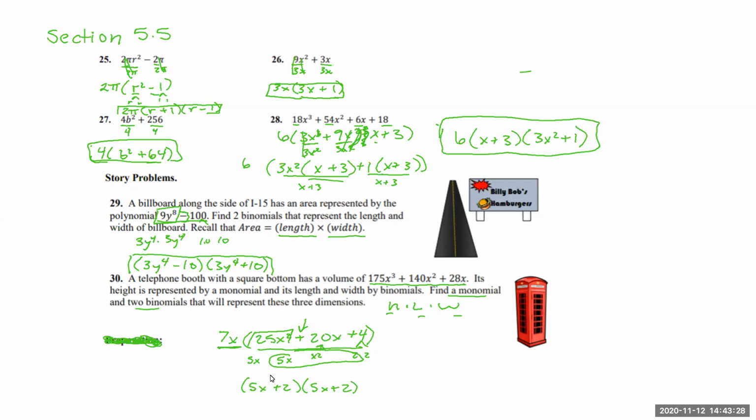This works because when we multiply it out, the middles will be added. So those 10x's there and here will be added together to become 20x when we multiply those together. And then the beginnings and ends are matched up as well. So that would be our two binomials that we're looking for. So really, we could say our height is the 7x. We could say our length is the 5x plus 2, and our width is 5x plus 2 as well. And that would be our final answer there.